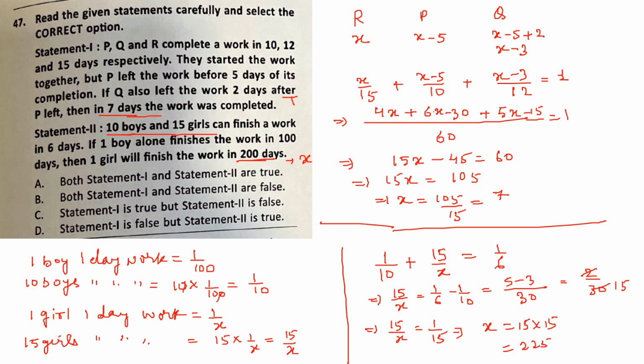But here in the question it is given 200 days. It means this is false. So from here you can see statement 1 is true and statement 2 is false. So the correct option is option C.